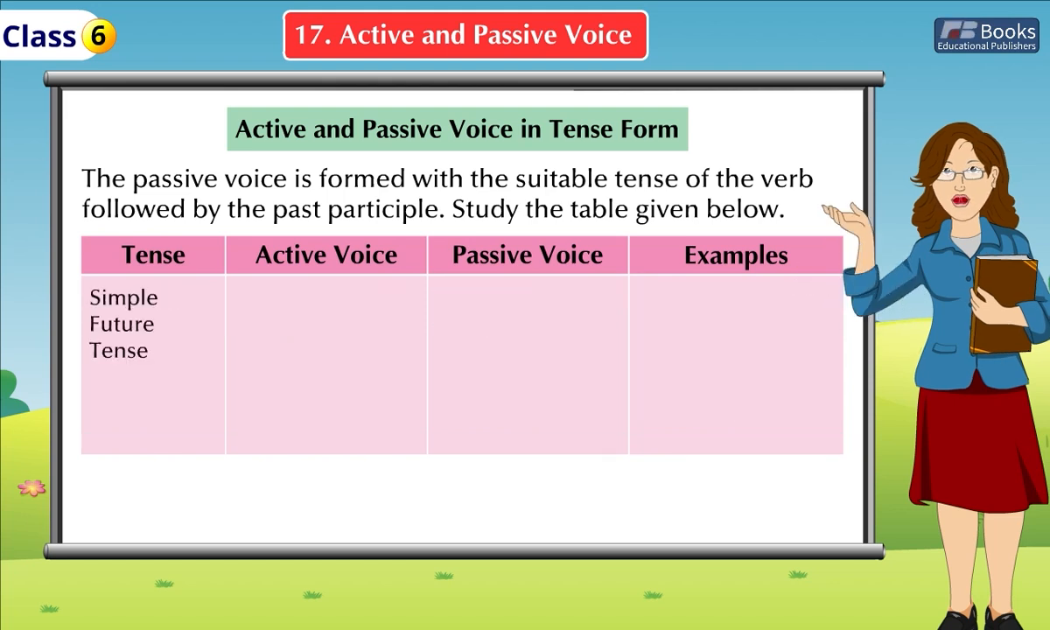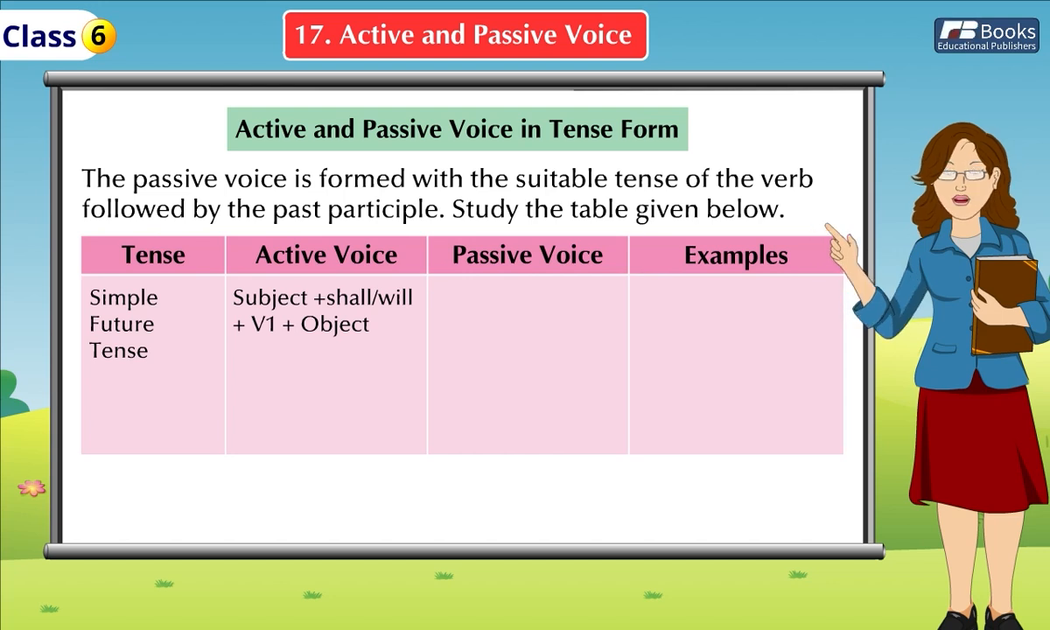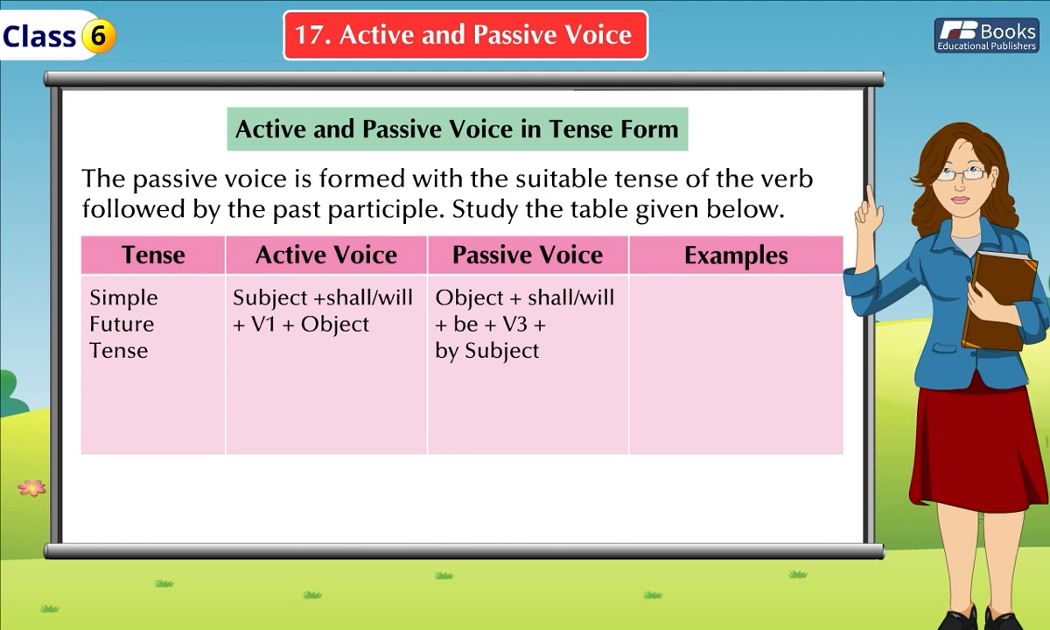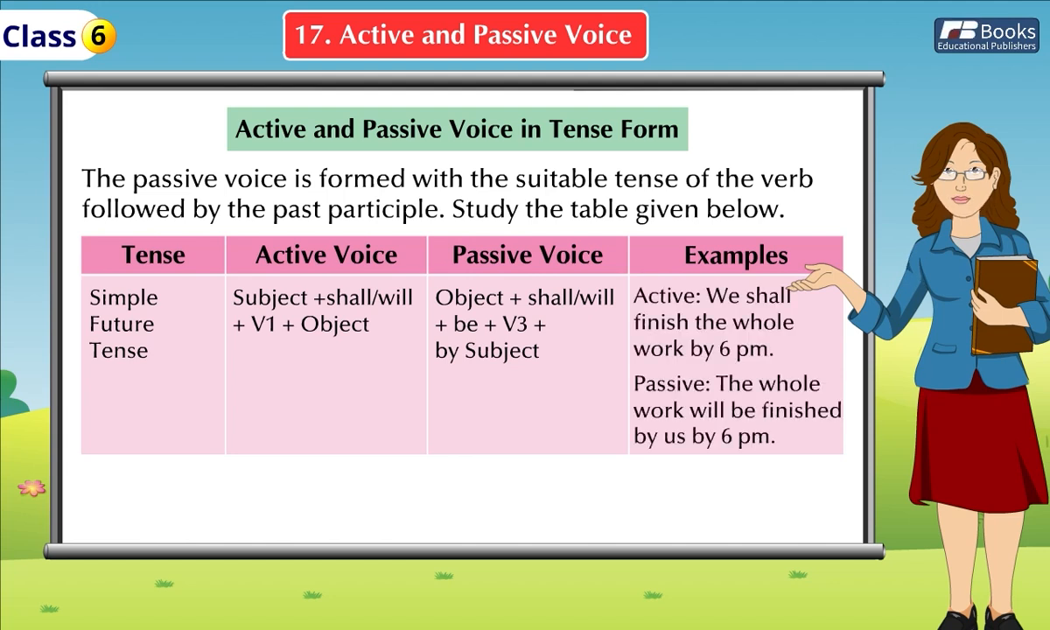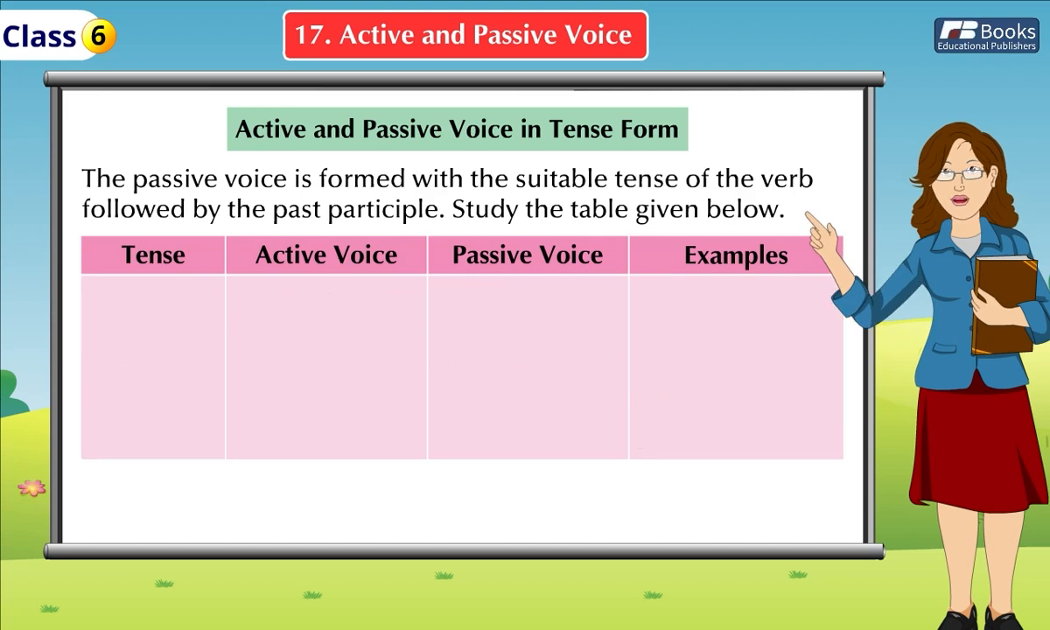Tense: simple future tense. Active voice: subject plus shall, will plus verb first form plus object. Passive voice: object plus shall, will plus be plus verb third form plus by subject. Examples. Active: We shall finish the whole work by 6 p.m. Passive: The whole work will be finished by us by 6 p.m.